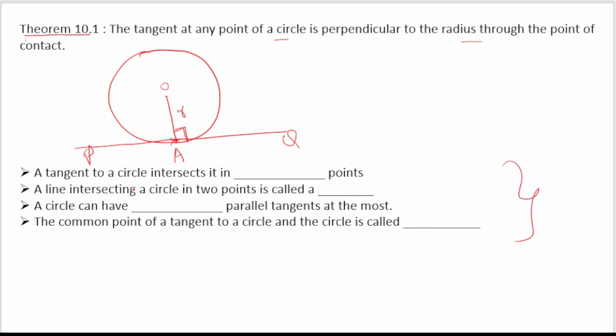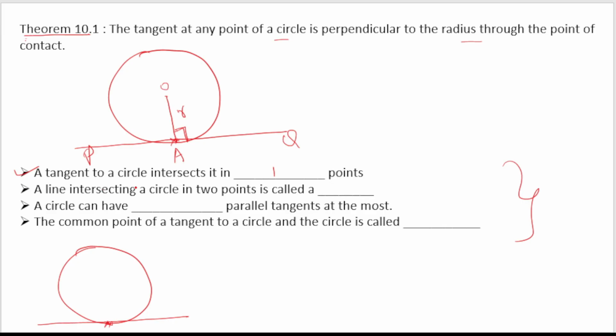Here we will answer these few questions. First one, a tangent to a circle intersects it in how many points? This is a circle and this is a tangent. Tangent means it will touch the circle at one point. This is called a point of contact and it will intersect in how many points? At one point. The answer is 1 here.